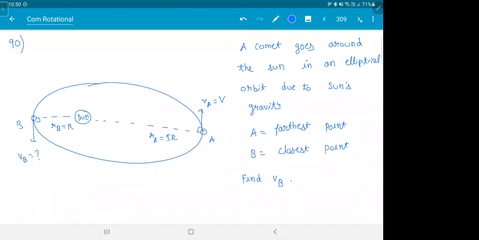So when the comet goes far from the sun, the speed is v. When it comes closest to the sun, what is the new speed? Think, how is this related to angular momentum? Think for a moment, then I'll show you.